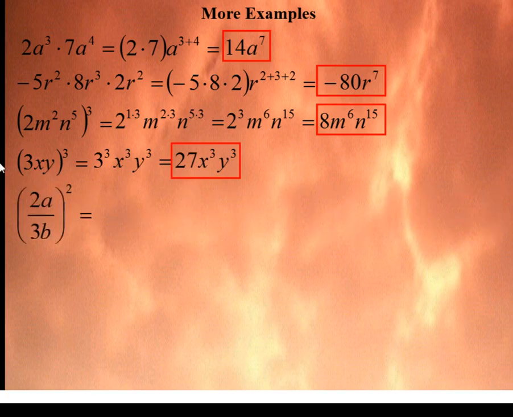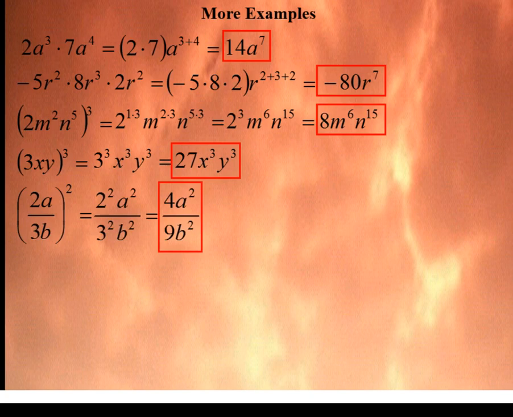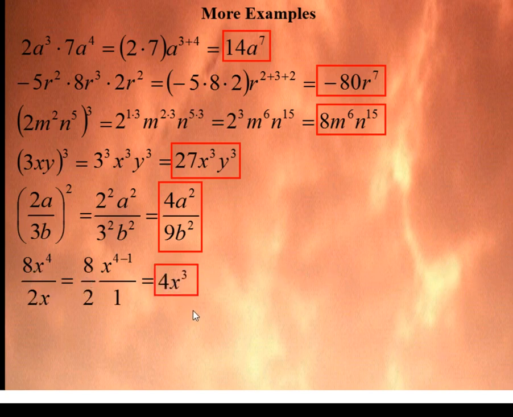Here we have this whole fraction squared. Well, we're going to have to square the 2, we're going to have to square the 3, square the a, and square the b. So we get 4a squared over 9b squared. Here we've got 8x to the 4th over 2x. Now we can subtract these exponents, the 4 and the 1. They have common bases. And then you just divide like normal for the 8 and the 2. So you're going to get 4x to the 3rd.